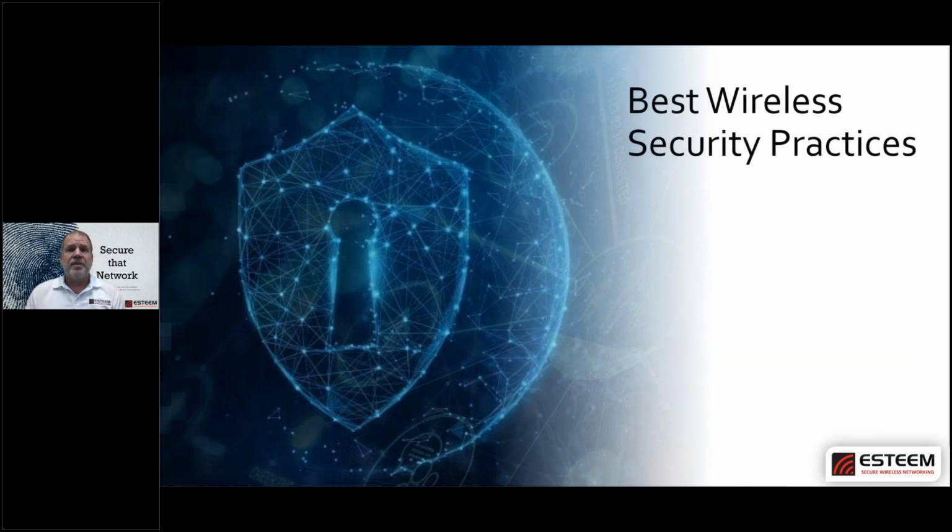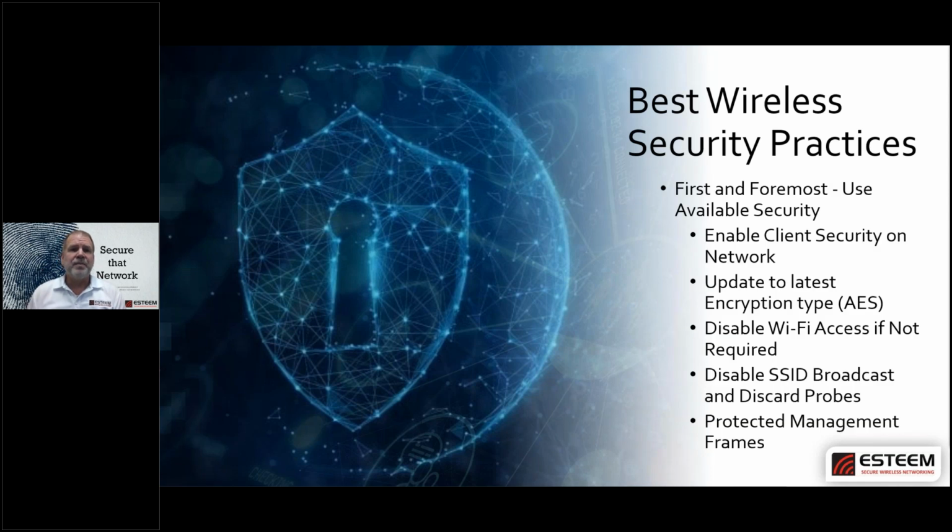As we go a little bit further, the best practice is really to use what's available. So we want to enable that client security, update to the latest encryption, and disable Wi-Fi access if it's not required. There's no reason why we necessarily need to have Wi-Fi access just because we're using 2.4 gigahertz or 5.8 gigahertz. We can put this into a straight bridging mode in which we control what those users are or reject all of them. We can disable the SSID broadcast so that if people are looking out in the field, they're not going to see your network come up on their phone or their computer as an available network.